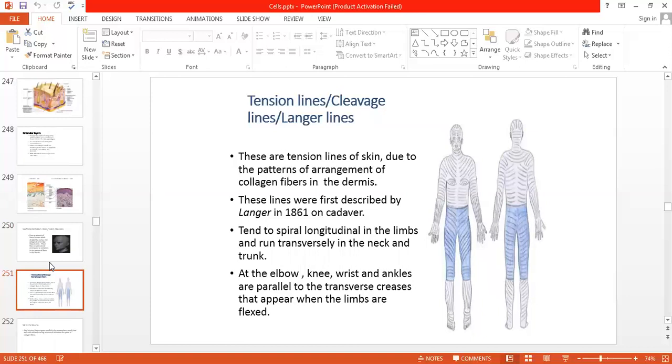There are three types of lines which can be seen in this photograph. These are tension lines of the skin, due to the pattern of arrangement of collagen fibers in the dermis. These lines were first described by Langer in 1861 on cadavers. Cadaver means dead person. They tend to spiral longitudinally in the limbs and run transversely in the neck and front. At the elbow, knee, wrist, and ankle they are parallel to the transverse creases that appear when the limbs are flexed.